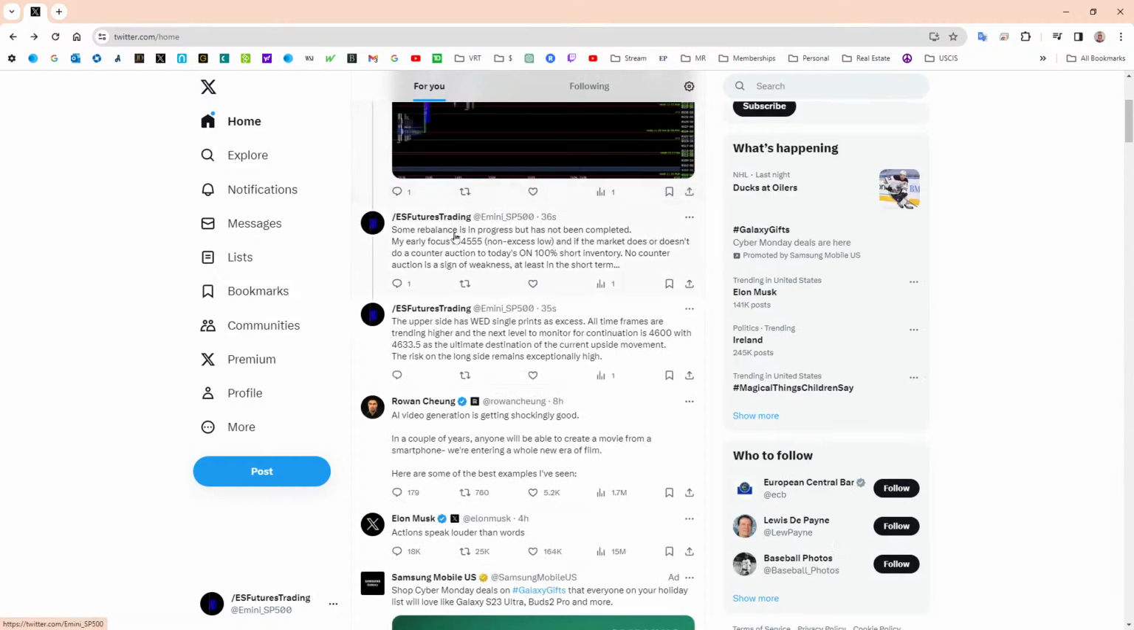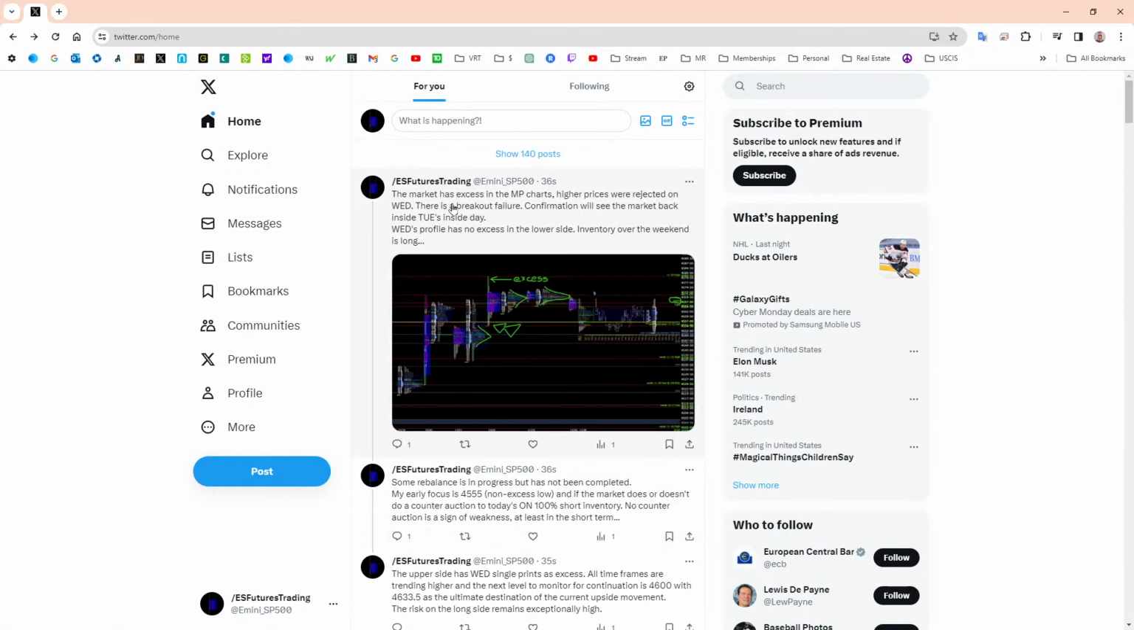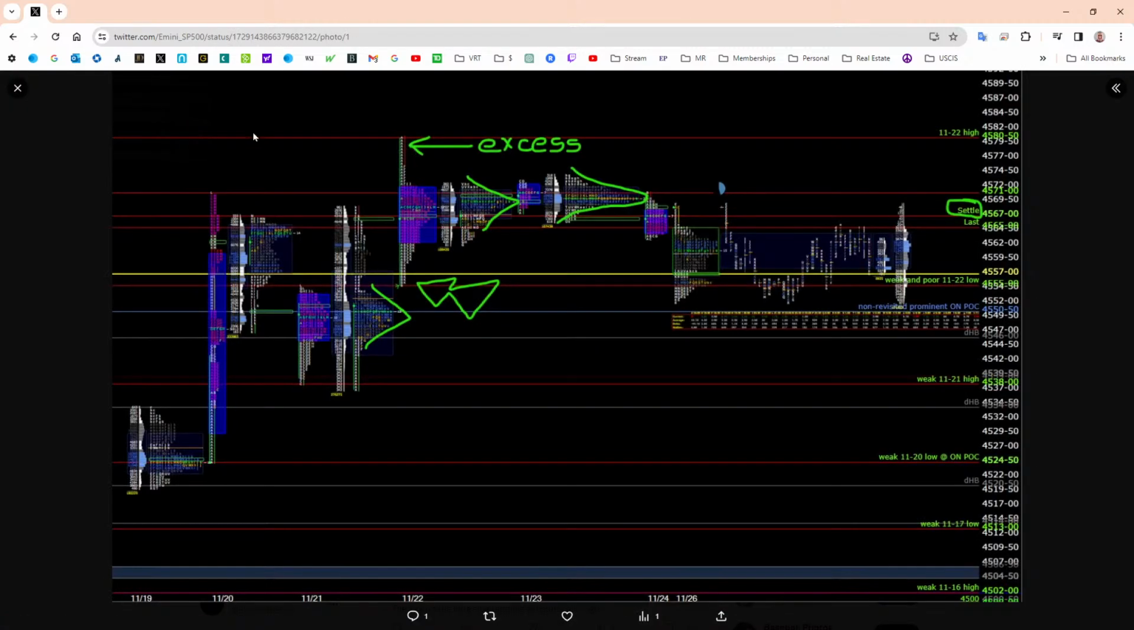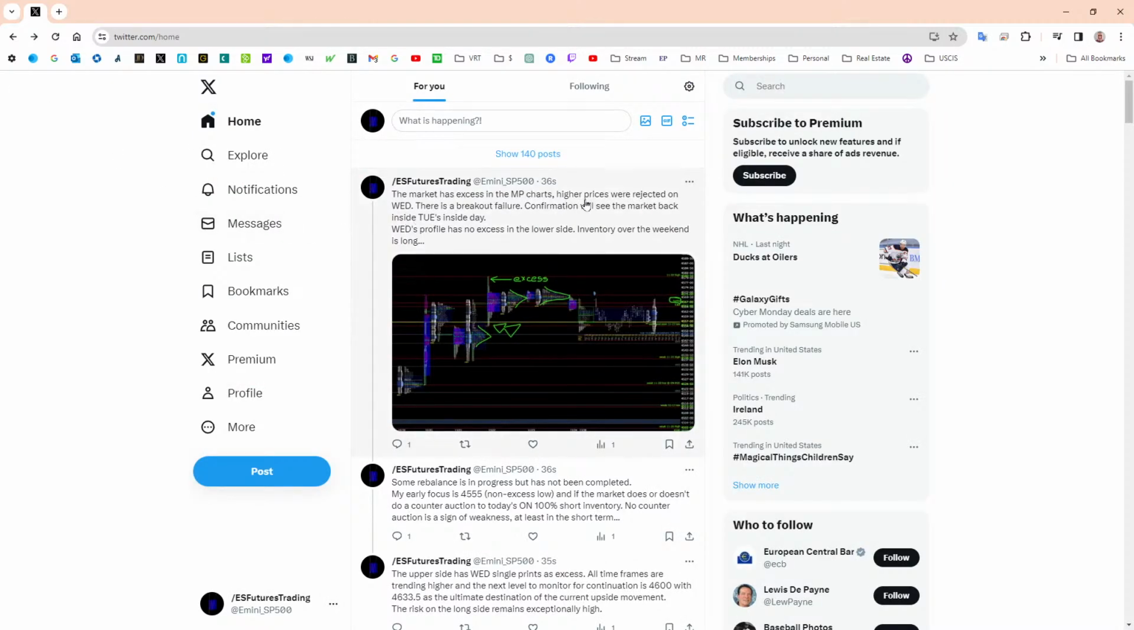In the market profile, you have access here. Higher prices were rejected on Wednesday. This is what we're talking about, how the market traded in the opposite direction at this moment. This means breakout failure. You have a 2-day range, and the breakout of this inside bar or this 2-day range has failed.